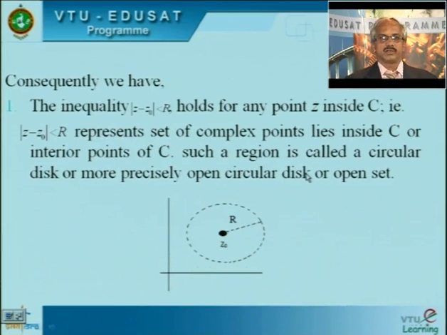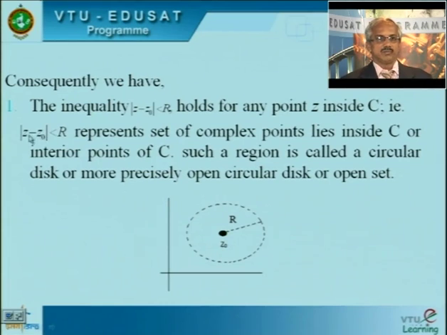Consequently, from this we have the following results. From this we can construct some complex sets and regions. The first one is the inequality mod z minus z naught less than r. Mod z minus z naught less than r means you take any point z in this area and take the difference between that point and the center point z naught. If that value is less than r, it holds for any point z inside the circle C.